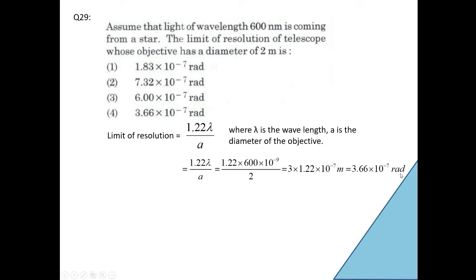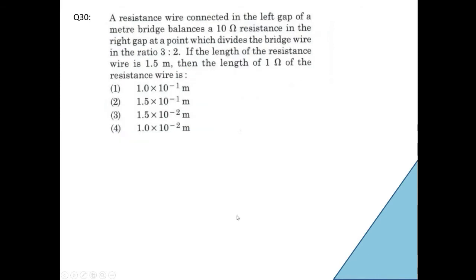Because it is an angle, you get the unit as radian. So the correct option is 3.66 into 10 to the power of minus 7 radian. That is option 4. Next question.